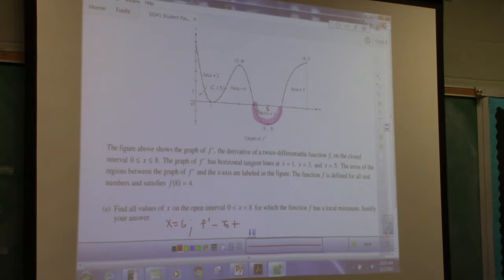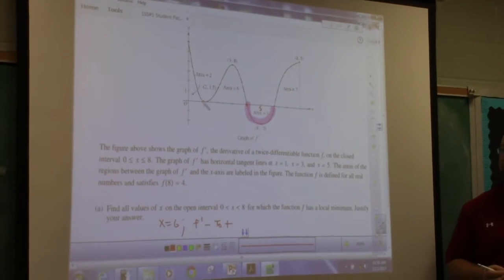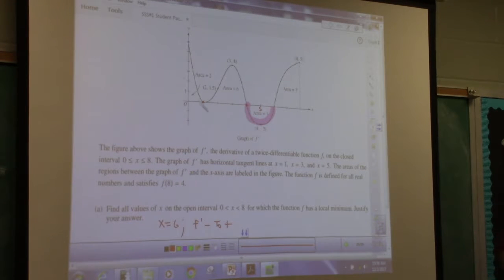That'd be a relative max, wouldn't we? What about 1? Would we have anything at 1? Is that a relative? No, it's not. The derivative is 0 there, isn't it? But we don't change from positive to negative or negative to positive. We just stay positive, positive.